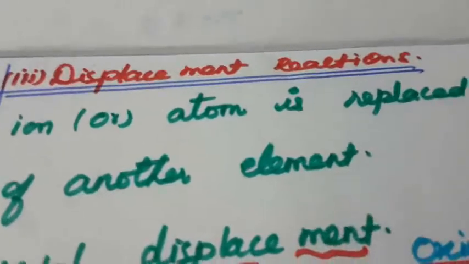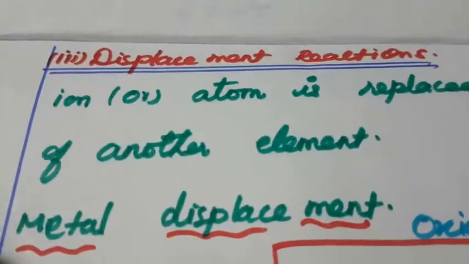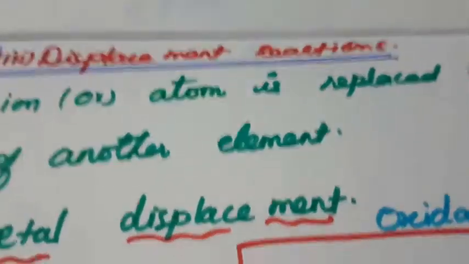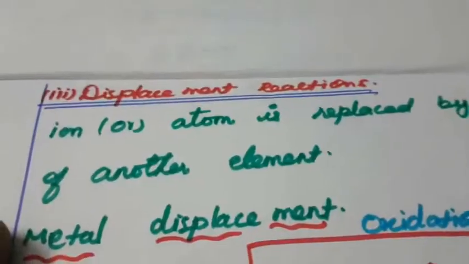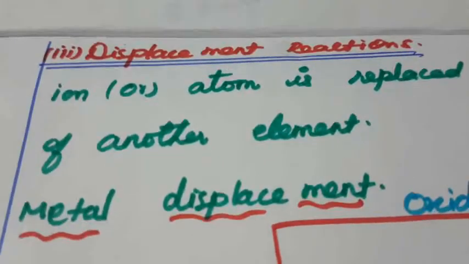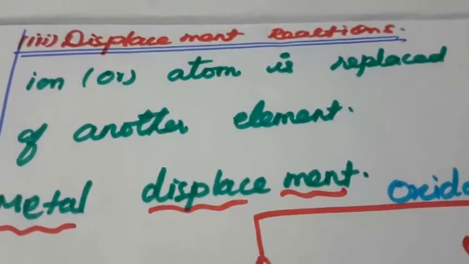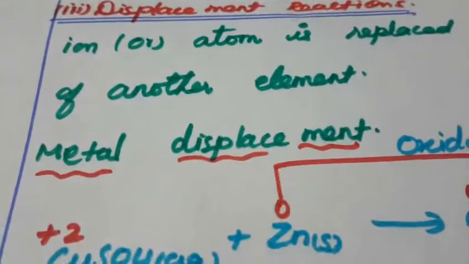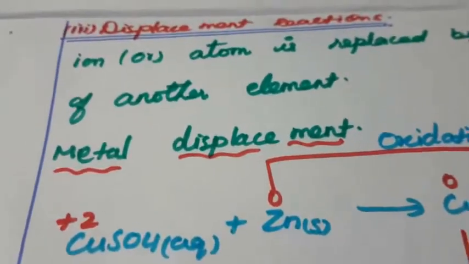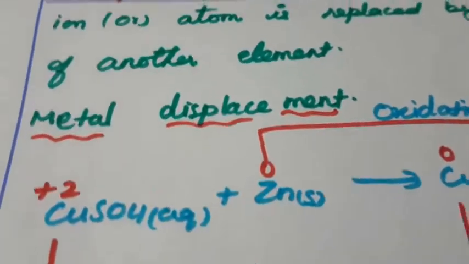Okay, next one is displacement reaction. What is meant by displacement reaction? The ion and atom is replaced by another element. So that is the metal or non-metal. The atoms are replaced by one of the other elements. That is called as displacement reaction. So here, that is a metal displacement reaction. What is metal displacement reaction?